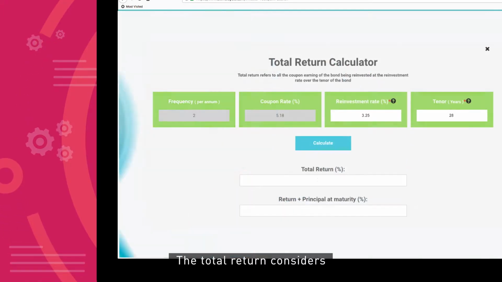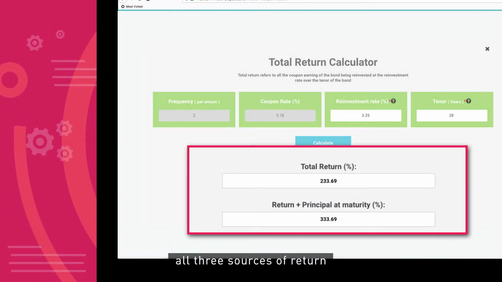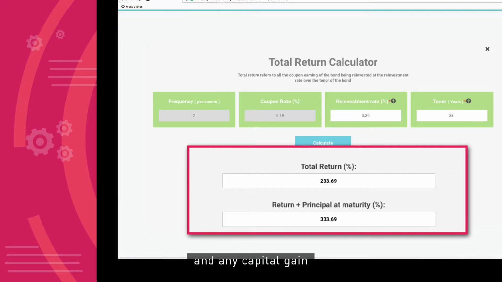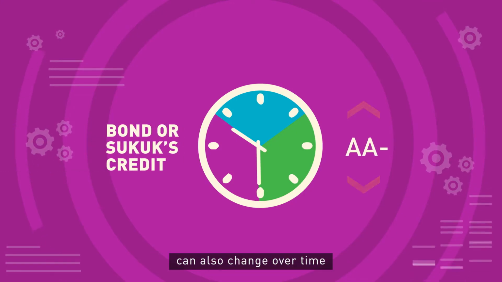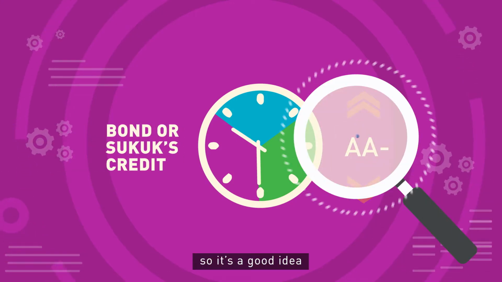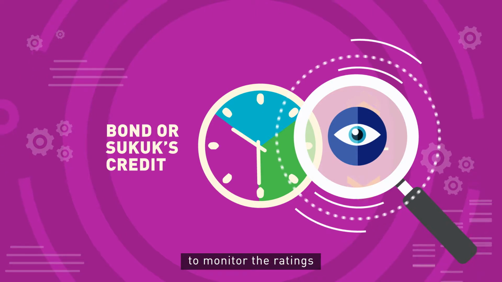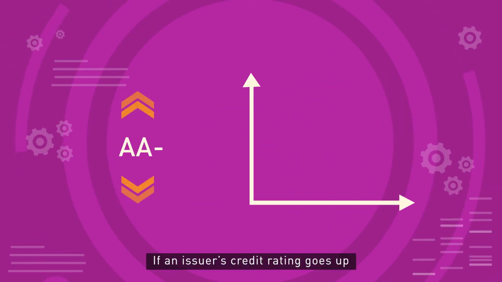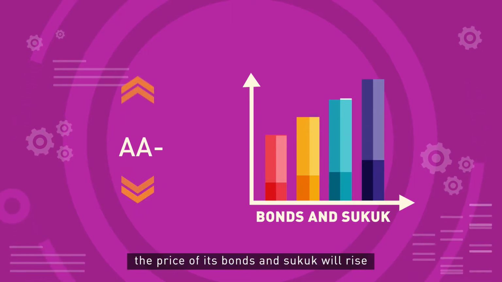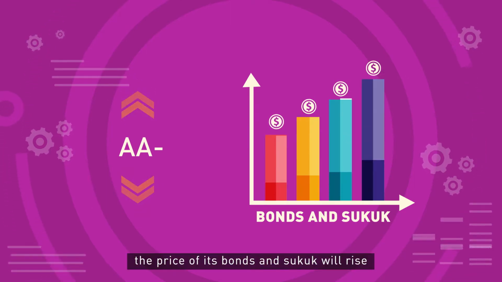The total return considers all 3 sources of return, namely coupon interest, interest on coupon interest, and any capital gain or loss over an investment horizon. A bond or sukuk's credit ratings can also change over time, so it's a good idea to monitor the ratings of any bonds or sukuk you own. If an issuer's credit rating goes up, the price of its bonds and sukuk will rise, and vice versa.